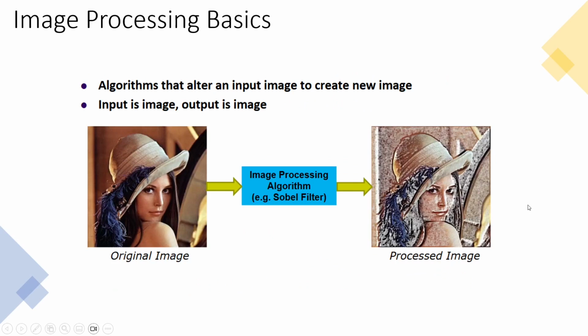What is the definition of image processing? It's basically a combination of algorithms that alter an input image to create a new image. So the input is an image and the output is also an image. As you see in this example, that's the original image. We apply an image processing algorithm, which is a Sobel filter in this case, and we come up with something like this.